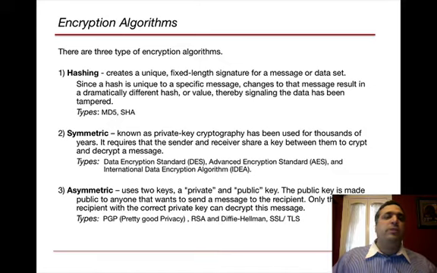The encryption algorithms that we talked about two slides ago, there are three types. One is called hashing. What hashing does is create a unique fixed-length signature for a message or data. So think of it this way. If we have a sentence that says, "How now, brown cow," and we run it through this algorithm, it will encrypt it and create a whole new sequence of characters. There's no way to decrypt that information because it's what's called a one-way hash.